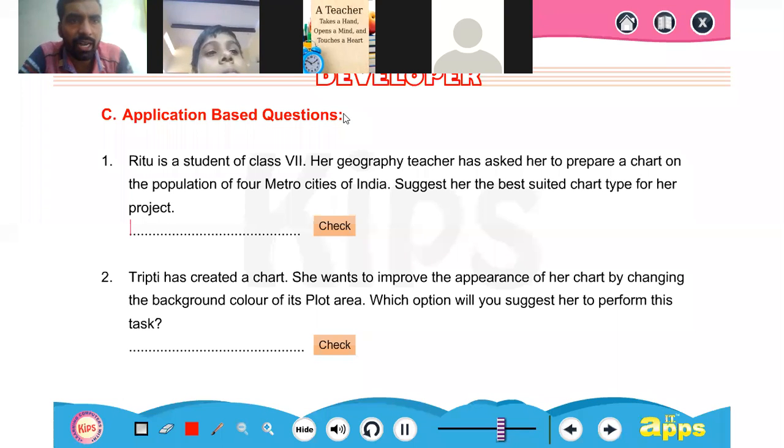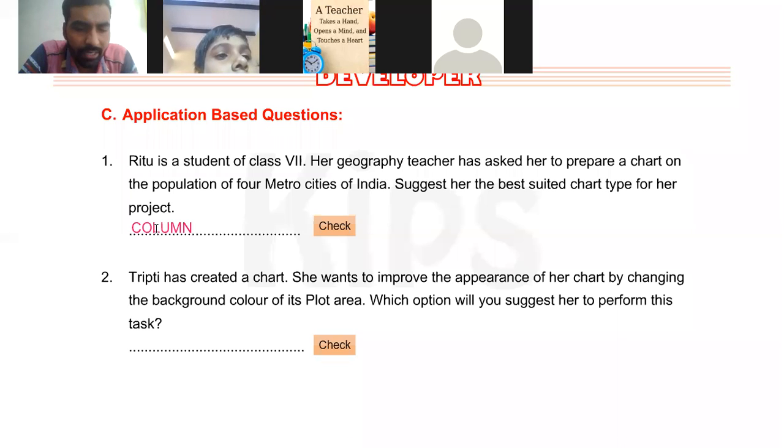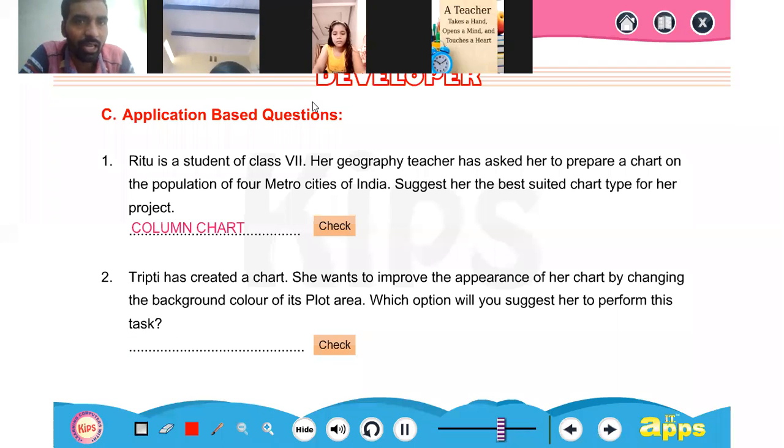Okay, no problem. You can write here column chart only. Okay? Write column chart. Here the software sometimes does not accept it. I had told yesterday only, last time only, sometimes the software does not accept the correct answer. So kindly fill here column chart only. In your book, you can fill column chart.